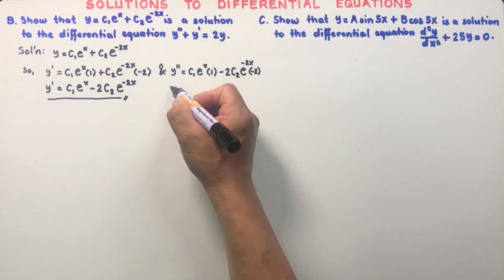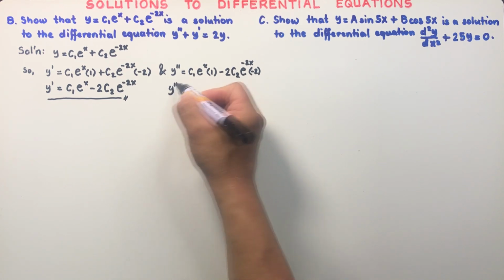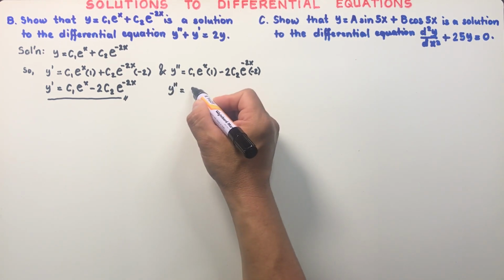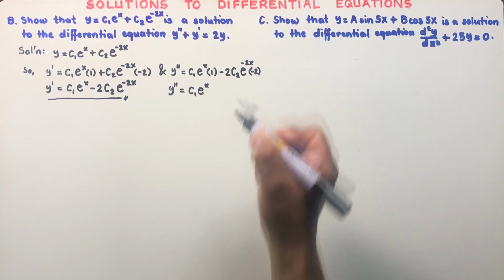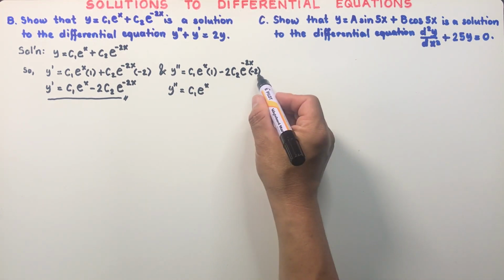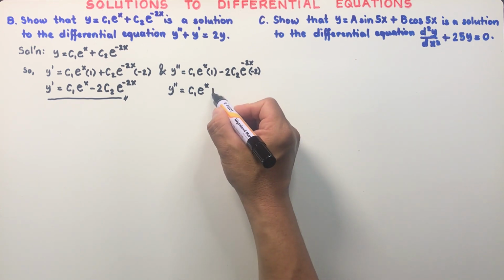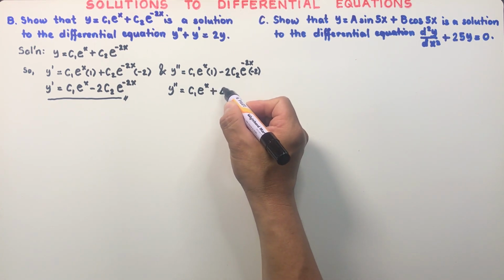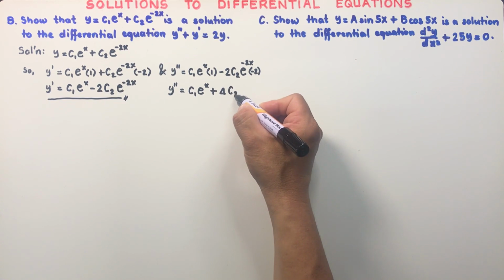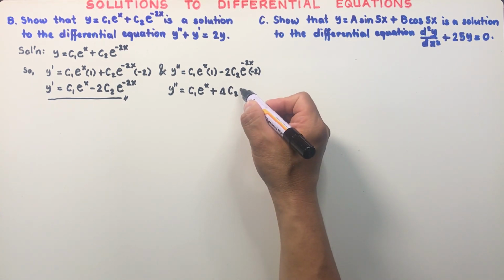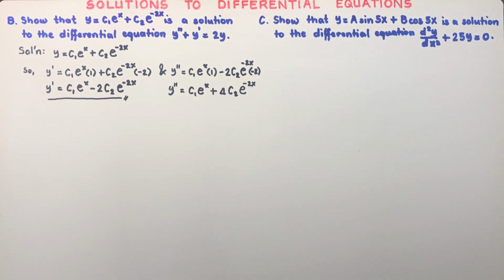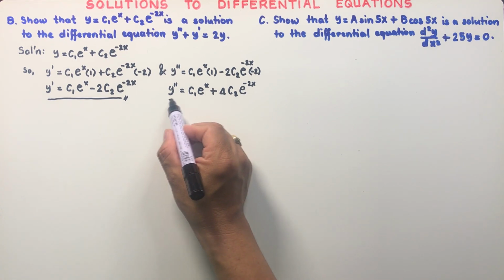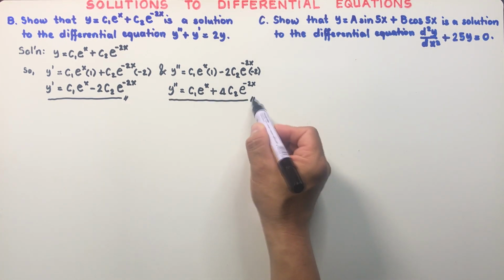So simplifying this one, we have y double prime, which is equal to the first arbitrary constant c sub 1 times e to the x minus 2 times minus 2 becomes positive 4 c sub 2, another arbitrary constant in this solution, times e to the power negative 2x. So this is our second derivative here.